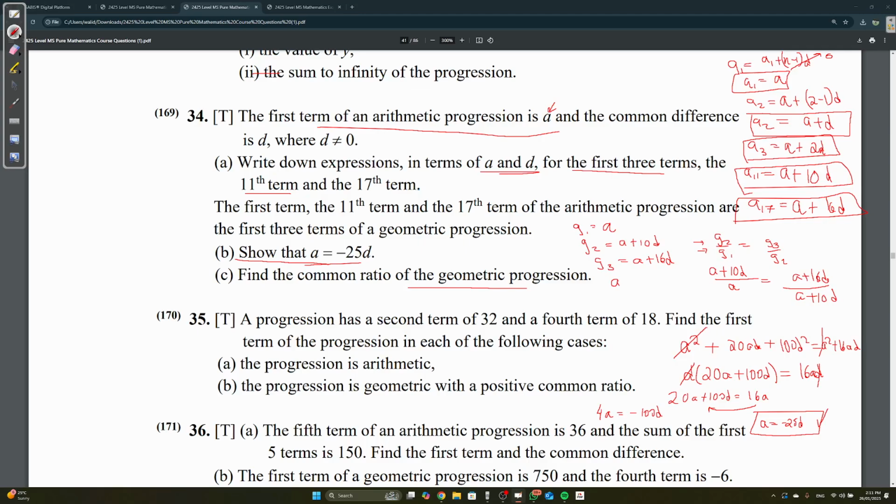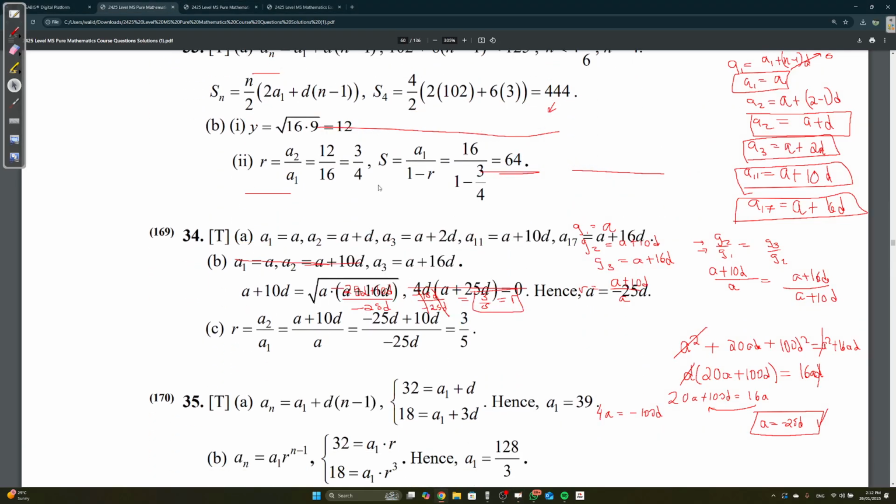So r is equal to g2 over g1, so a plus 10d over a. What do we know a is equal to? Negative 25d. So we substitute a with negative 25d, so it's going to be negative 25d plus 10d over negative 25d. This is going to be negative 15d over negative 25d. Cancel d with d, minus with minus. 15 over 25 is going to be 3 over 5. So that's going to be equal to my r. Part C, 3 over 5.